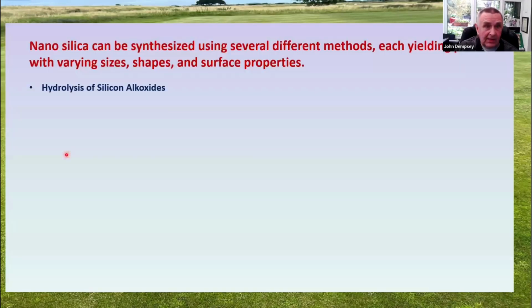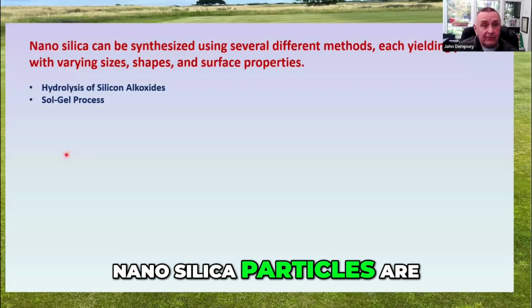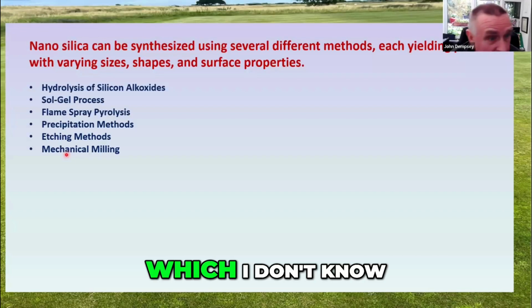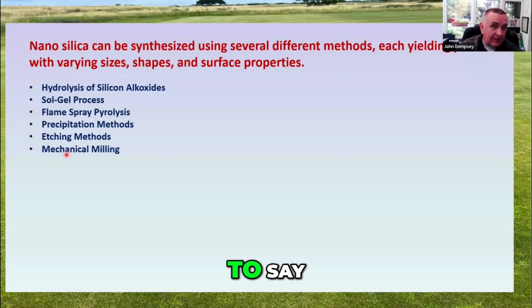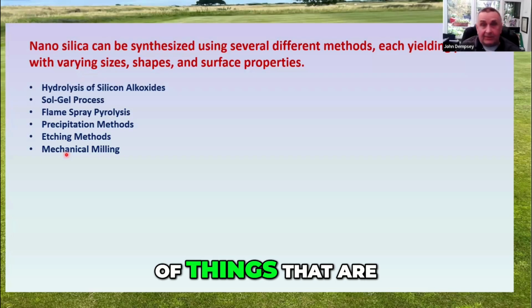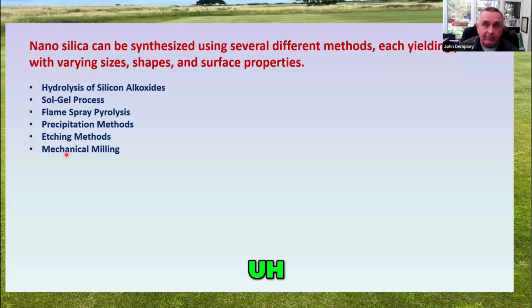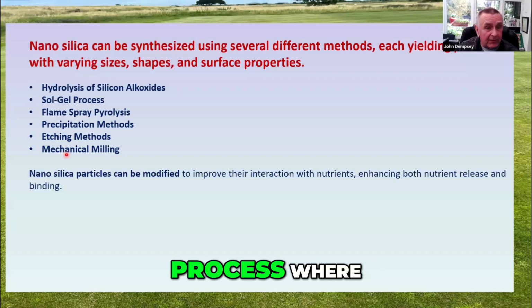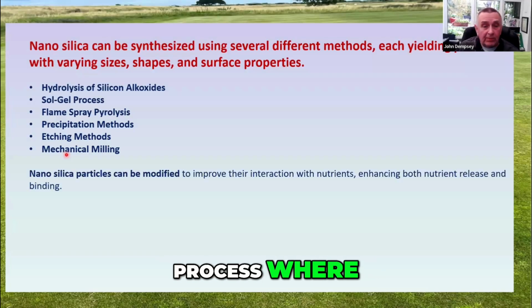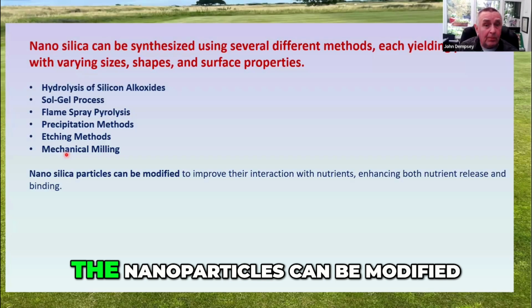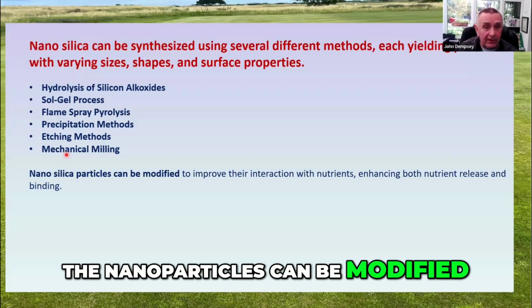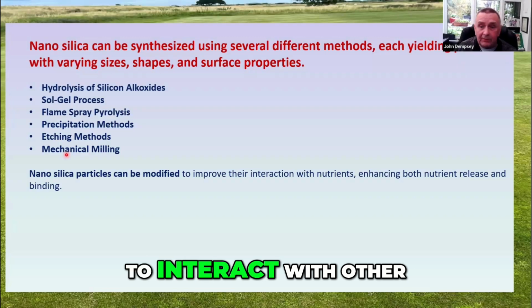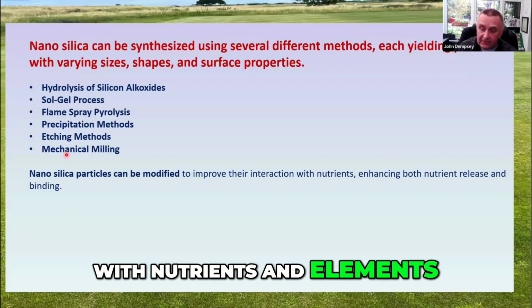Now, it can be formed. Nanosilica particles are formed using various processes, which I don't know much about, I have to say. But there's a list of things that are used to process the nanosilica. But it's during this process when they're being formed that the nanoparticles can be modified and then used to interact with nutrients and elements.